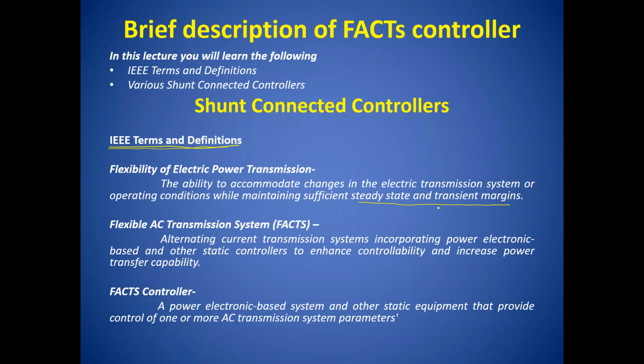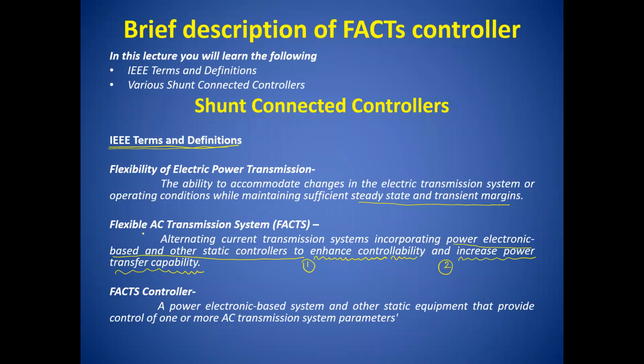If you are able to modify this, it is called the flexibility of the electrical power system, and that flexibility is obtained by FACTS devices or FACTS controllers. Similarly, the flexible AC transmission system, that is FACTS, alternating current transmission system, incorporates power electronic based or static controllers to enhance controllability and increase power transfer capability. If we are increasing these two parameters, number one, controllability of the transmission system, second, the power handling capacity of the transmission line, it is called FACTS or flexible AC, because it is flexible in operation and maintains steady state and transient stability.